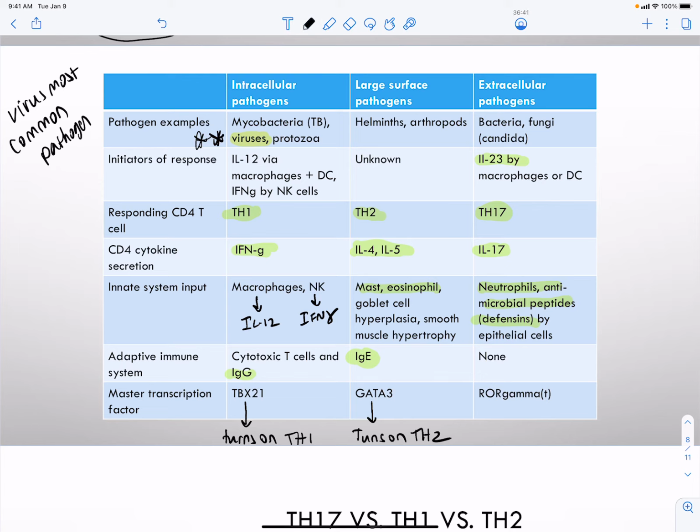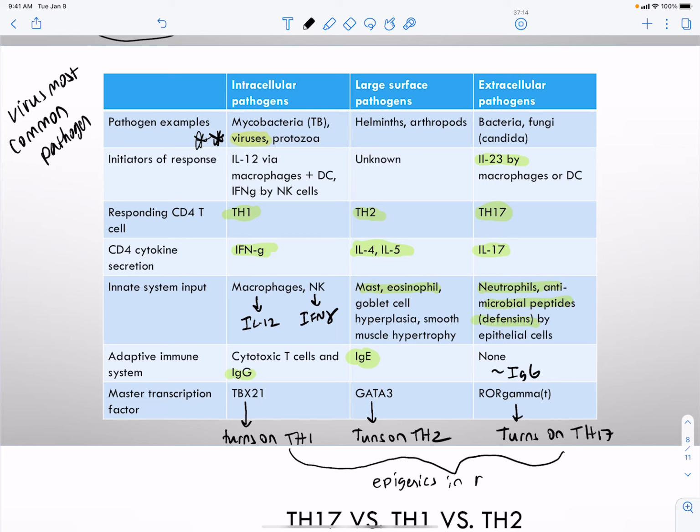I don't like this too much because you can get IgG, and IgG is going to be helpful in helping your neutrophils and phagocytic cells eat the extracellular bacteria better. ROR gamma is the transcription factor that turns on Th17.